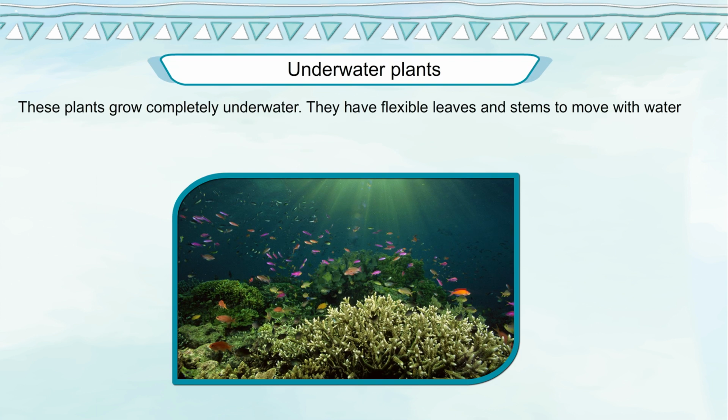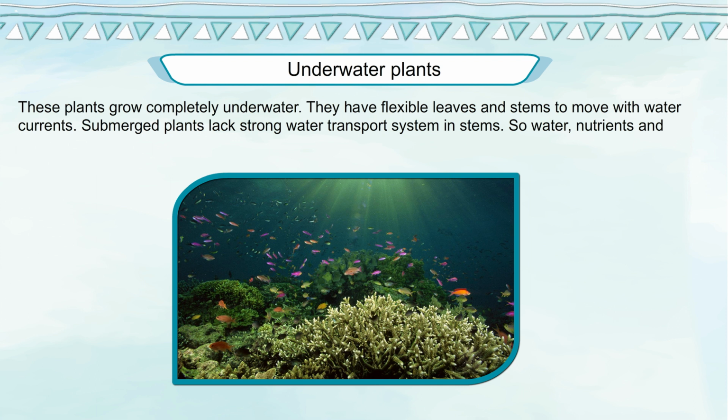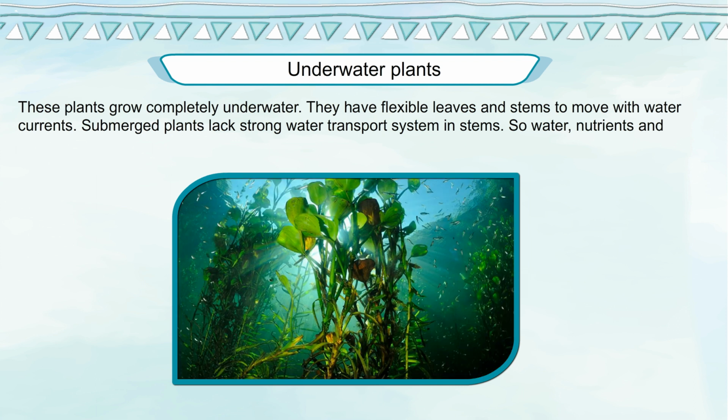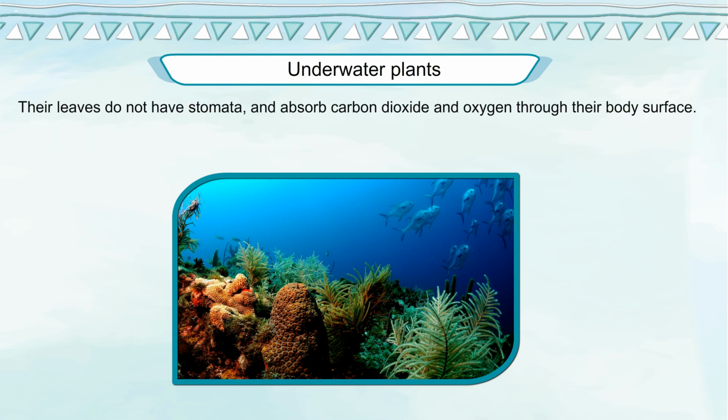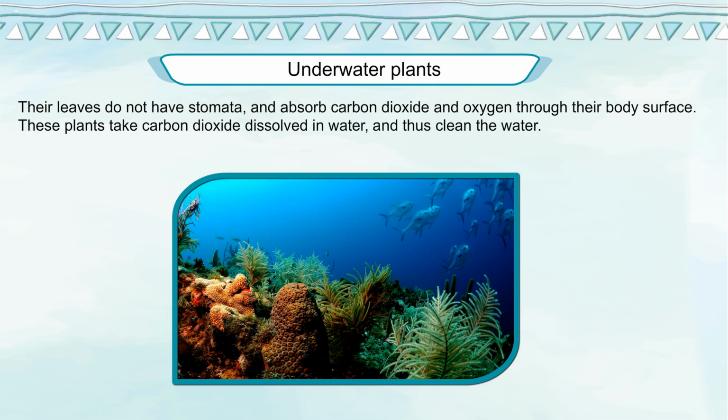Underwater plants. These plants grow completely underwater. They have flexible leaves and stems to move with water currents. Submerged plants lack strong water transport system in stems, so water nutrients and dissolved gases are absorbed through the leaves directly from the water. Their leaves do not have stomata and absorb carbon dioxide and oxygen through their body surface.